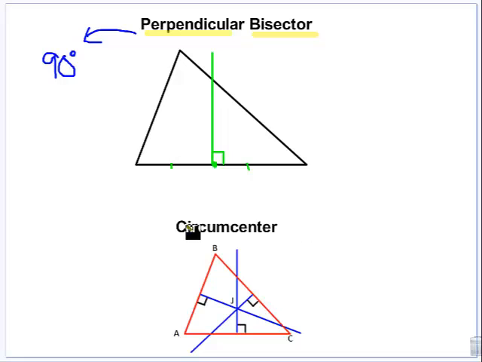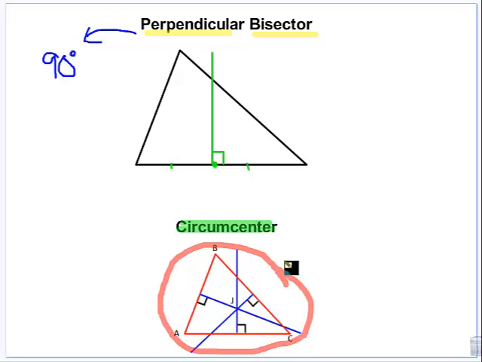The circumcenter is drawn down here. It is the intersection of the three perpendicular bisectors of a triangle. So on this diagram, each of these lines is a perpendicular bisector of the three sides of a triangle, and this point J right here where they intersect is the circumcenter of the triangle.